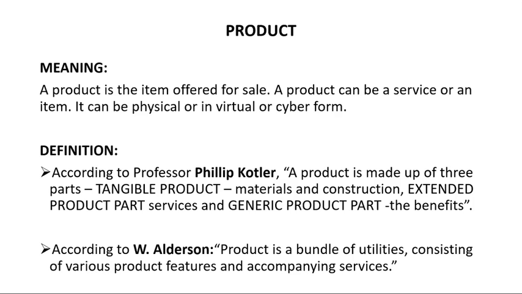So let us see some definitions which I have just shown you here. The first definition is given by Professor Philip Kotler. A product is made up of three parts: tangible product, that is materials and construction, extended product part, services, and generic product part, the benefits. Let us see what W. Alderson says in his definition. A product is a bundle of utilities consisting of various product features and accompanying services.